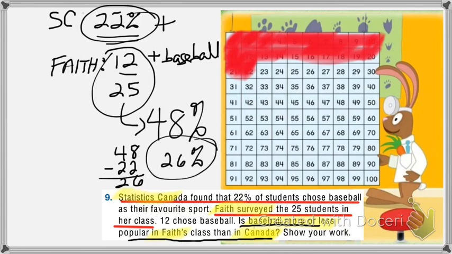Out of 100 people, how many people is that different that like baseball in Faith's class on average? 26 people, that's right. Make sense? Does this help? Yes. All right, I'll post it. Good work.